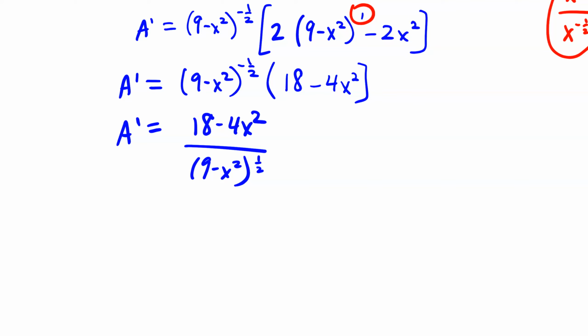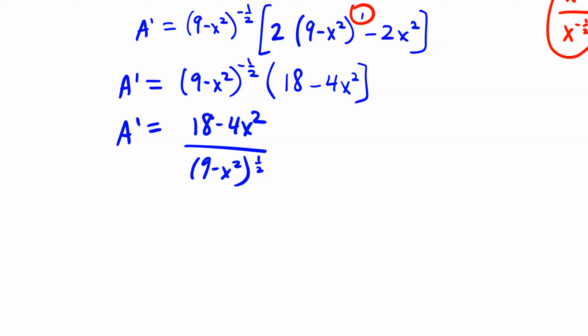How do we find critical points? Equal to 0, or undefined. Would you rather us make it a square root or leave it as a half? You can leave it as a half. It's probably a little clearer if you leave it as a half, because the square root people have dropped in the past.